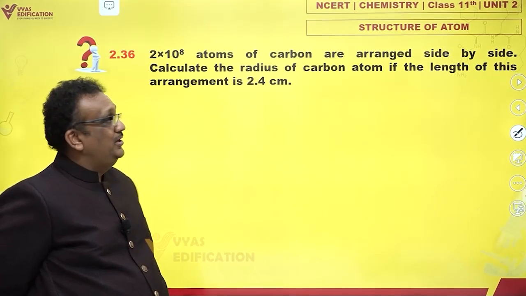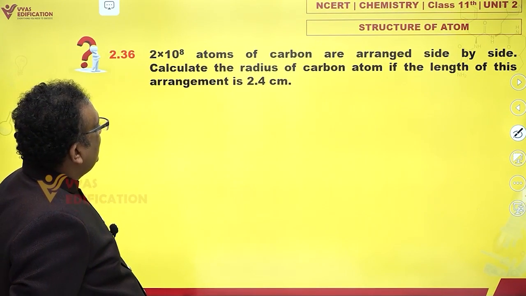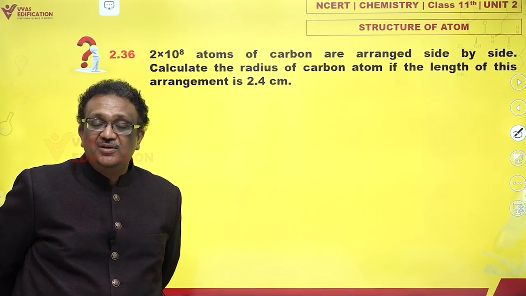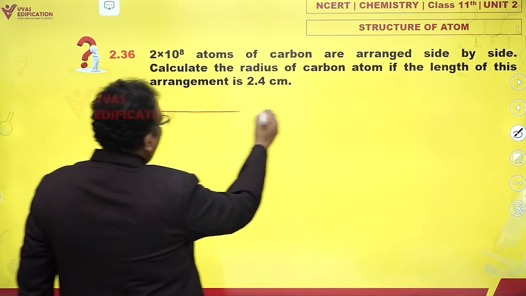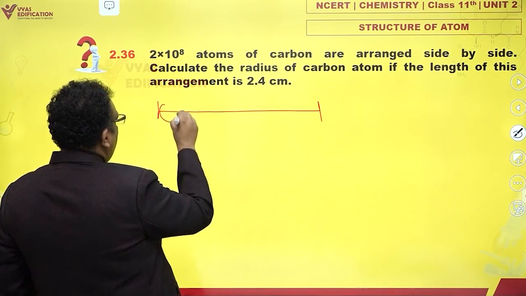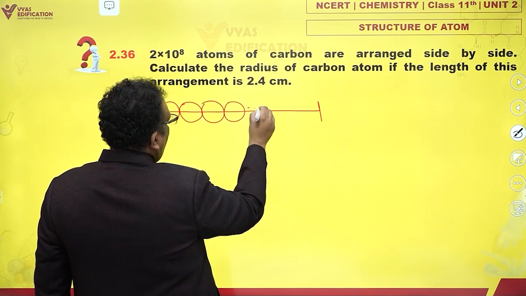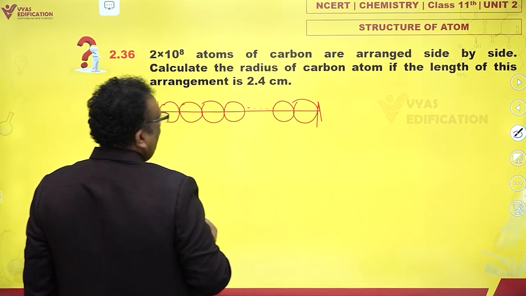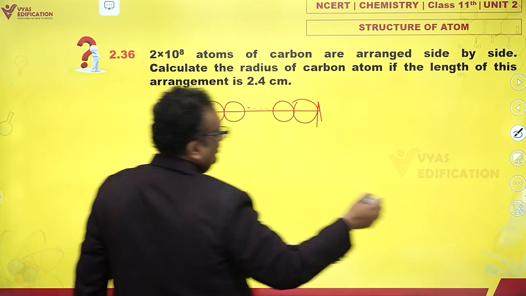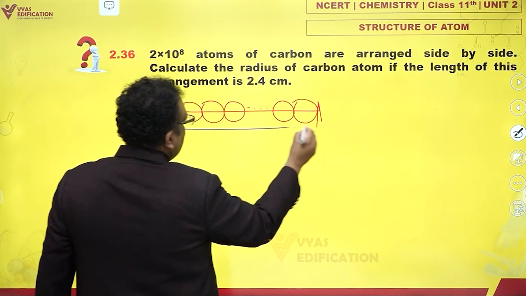Similar question, very similar. Calculate the radius of carbon atom if the length of this arrangement is 2.4 centimeters. How emotional, how senti. Say this is the length. We have the lovely carbon atoms happily sitting one after the other till the length of, say what? We had 2.4 centimeters.